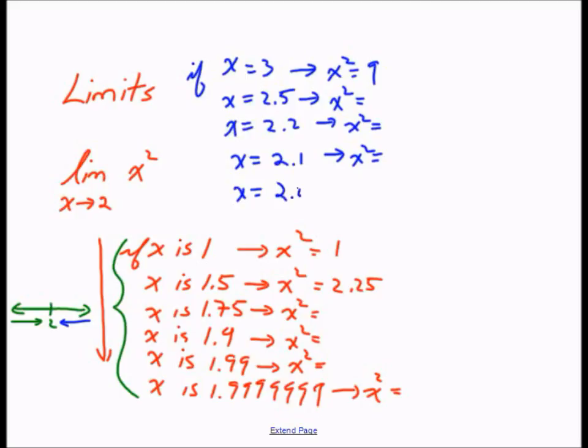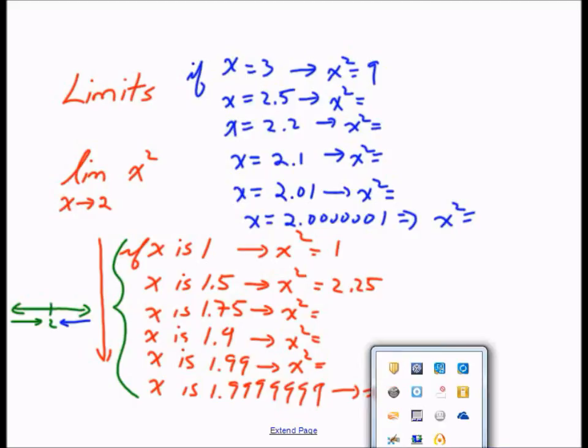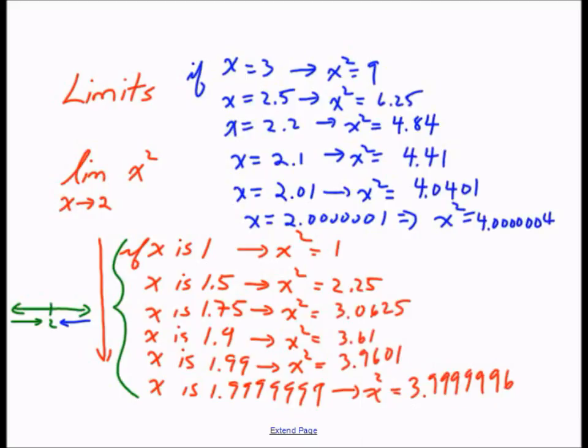Okay, so we could say 2.01. We could say 2.00000001. Then x squared, again, would equal a certain number. I'm going to take a minute to figure out what these numbers are. Okay, so now I've taken the time to fill in what each of those numbers equals.